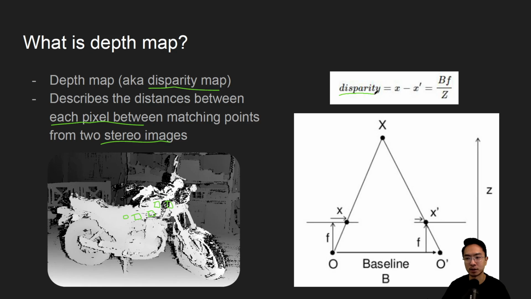So the disparity equation can be defined by x minus x prime, for the left and right image. And this is equal, based off of some similar triangle geometry, to B, your baseline, which is the distance between your two cameras, times f divided by z, which is the z distance to your world point. And you can see this figure here that describes that geometry.